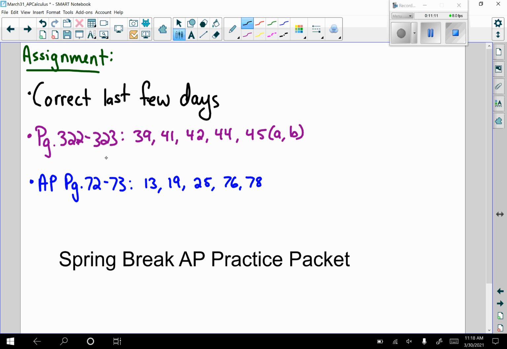So now off of pages 322 to 323, you have these 5 problems to do, but only A and B for 45, and then a few more AP practice problems in addition to the spring break AP practice packet.